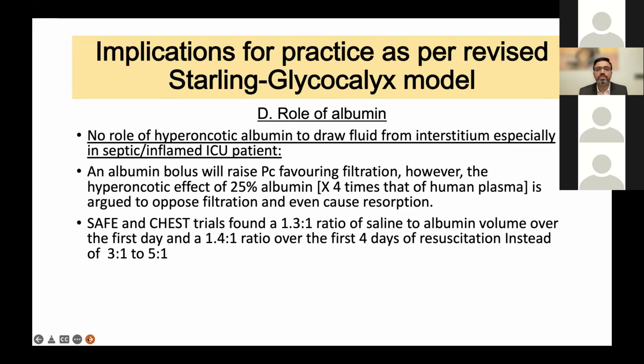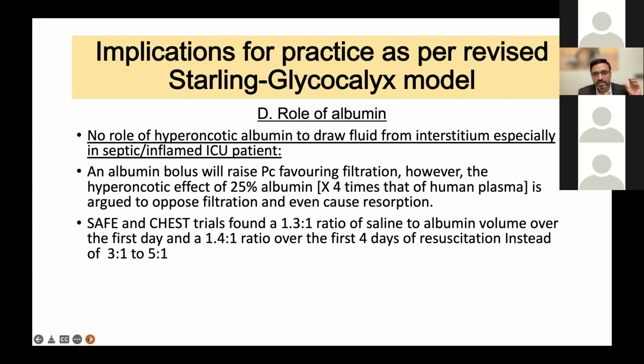Now coming to the very important role of albumin. How does albumin play a role? There is no role of hyperoncotic albumin to draw fluid from the interstitium, especially in septic and inflamed patients. Why? We do presume that an albumin bolus will raise the capillary pressure, obviously, because the hyperoncotic effect of albumin is 4 times that of plasma.